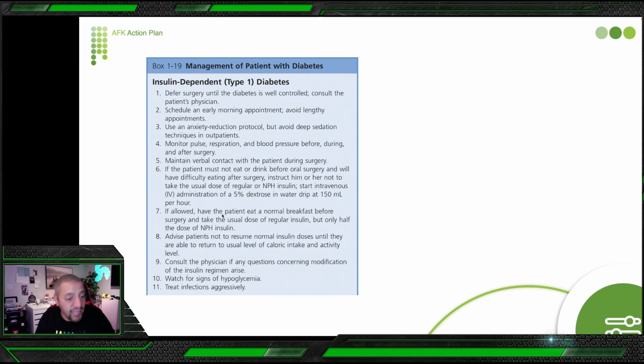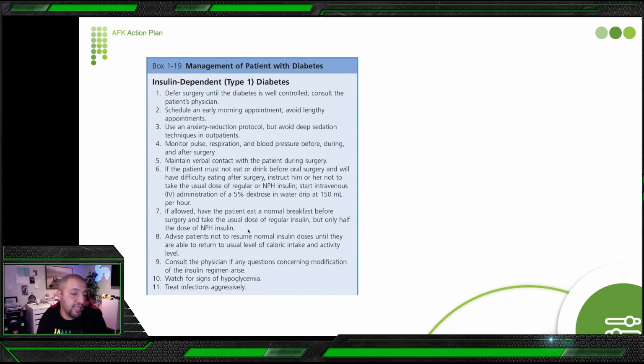But if patient can eat, have the patient eat a normal breakfast before surgery and take the usual dose of regular insulin, but only half the dose of the insulin. So to wrap it up, for type 1, pay attention to this detail. Type 1, if he's going to do a surgery where he cannot eat, he will take the dose and then you give him intravenous dextrose 5%, 150 milliliter per hour.